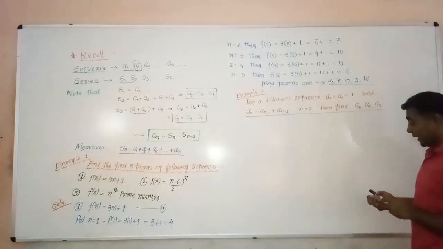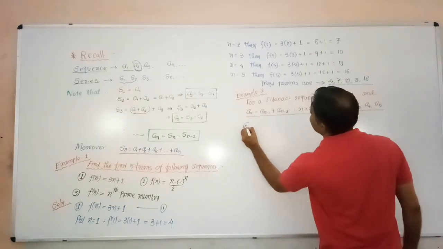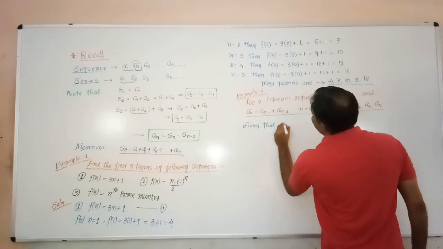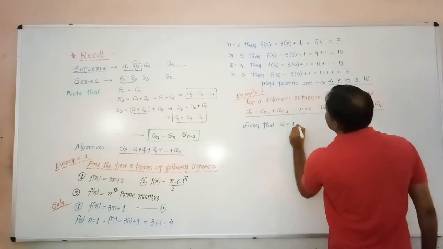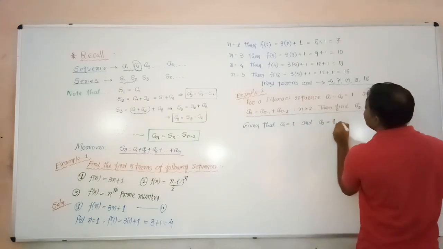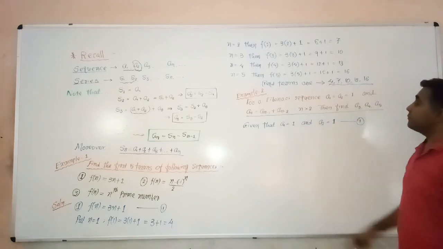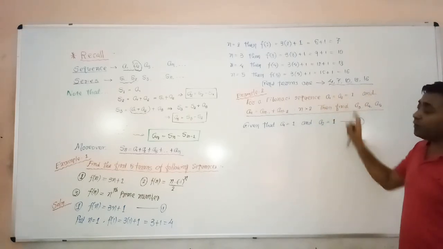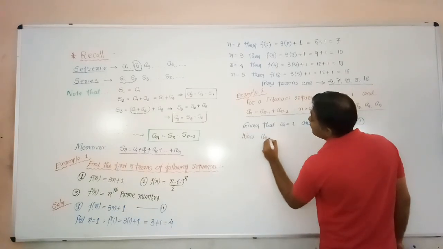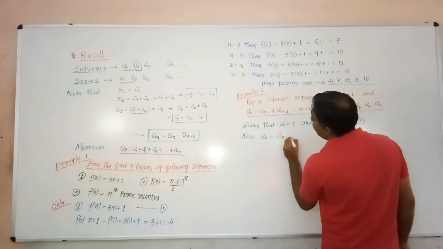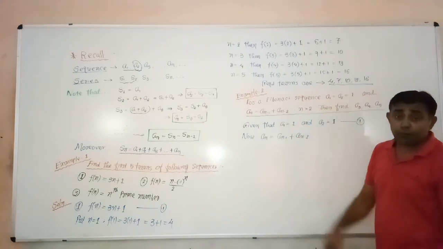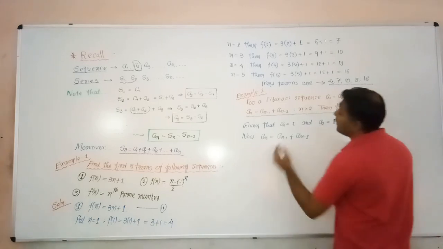Okay, here I just write, given that a1 is 1 and a2 is also 1. It means the first and second terms are given. a1 is 1, a2 is 1. Now an is a(n-1) plus a(n-2), which is also given as a Fibonacci sequence, for n greater than 2.